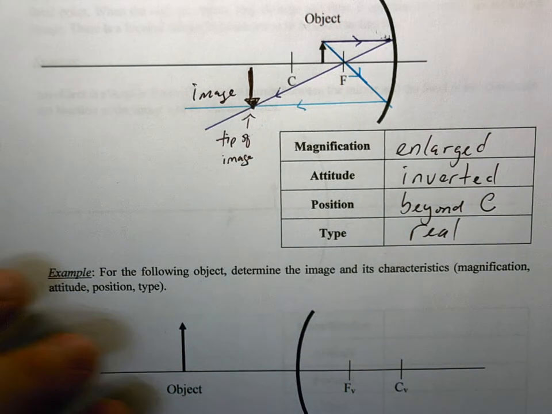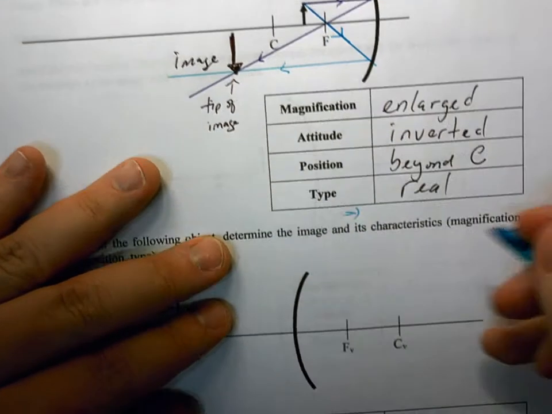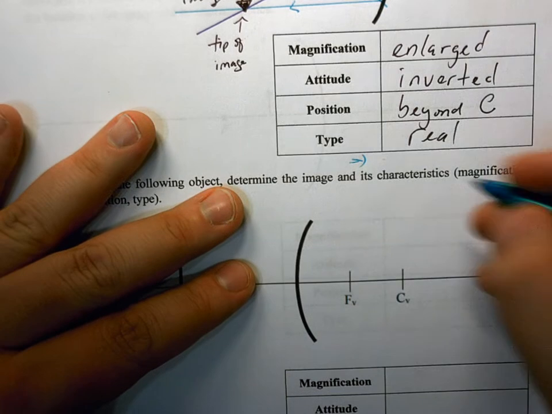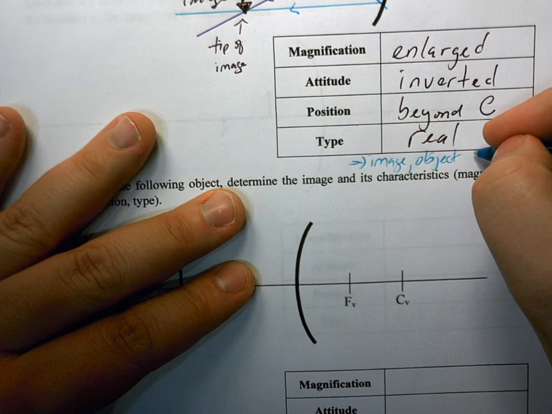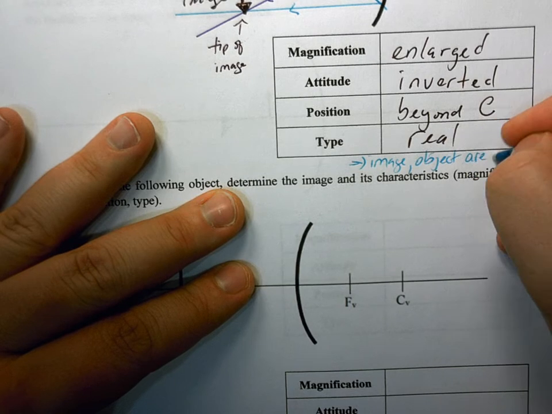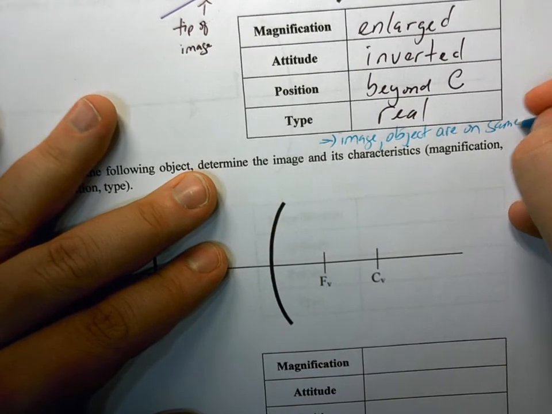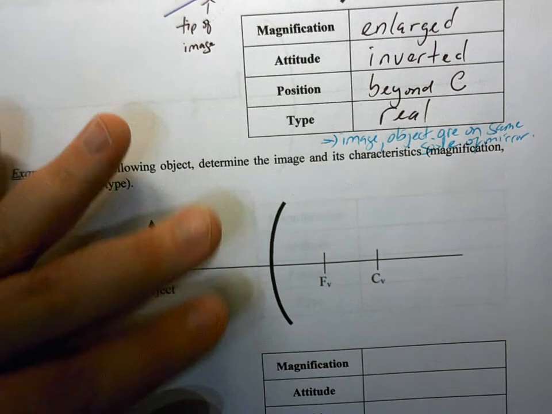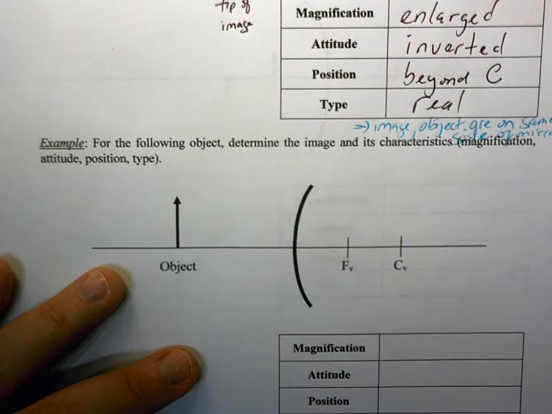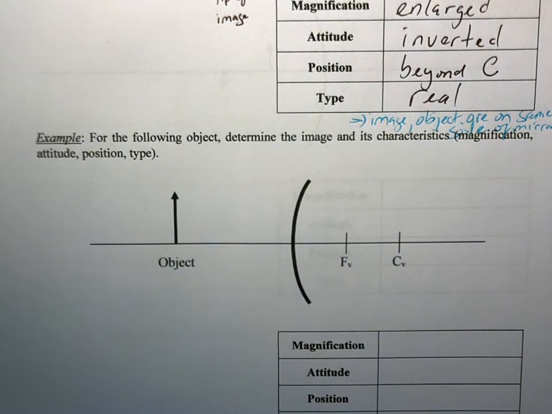Another way we could say this, because it's real, is that the image is on the same side of the mirror as the object. So the image and the object are on the same side of the mirror. That's another way we can tell if it's a real image. But the more formal way of saying that is it's the real light rays that are converging, hence this has to be a real image.